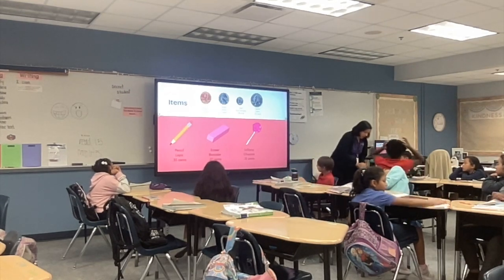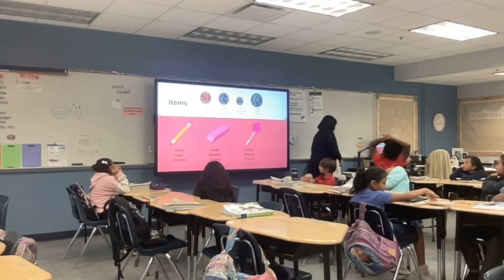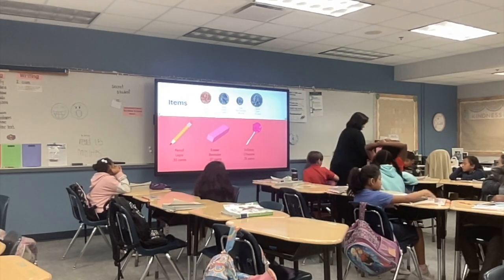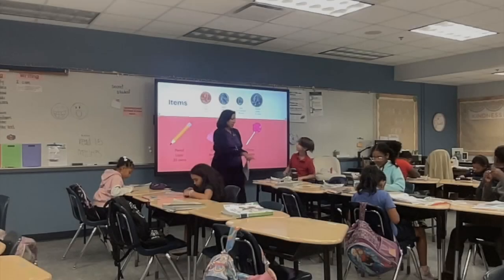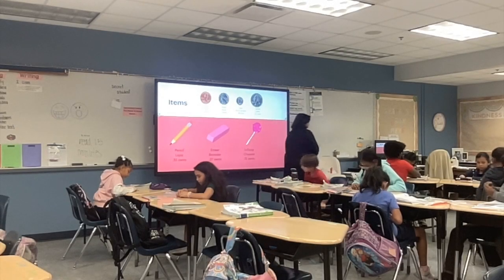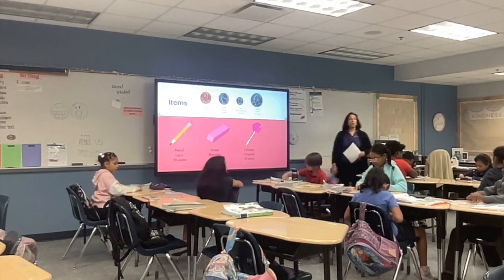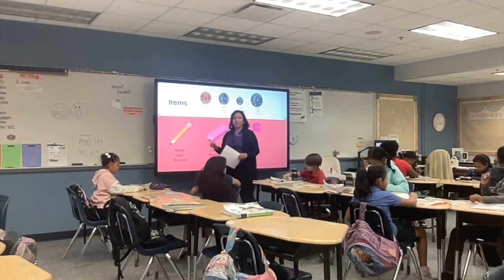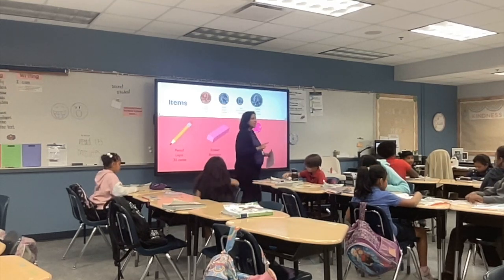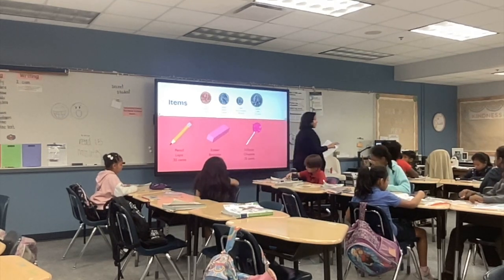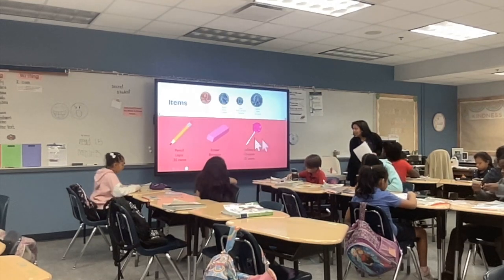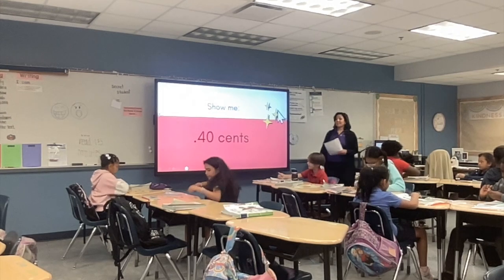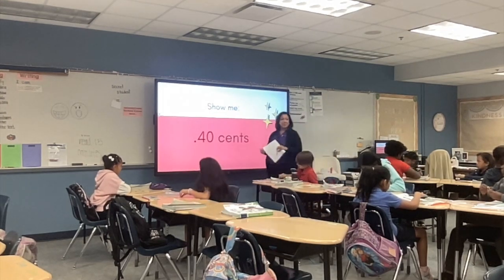All right, now I'm gonna give you each a bag of coins. And I'm gonna need these at the end, okay? We're gonna get started. Sit down. I'm gonna put an amount on the board, and I need you to figure out what coins to use to get that amount, okay? So the first amount is 40 cents.